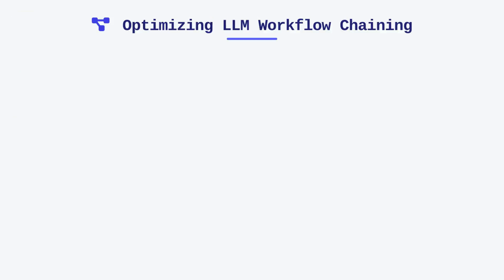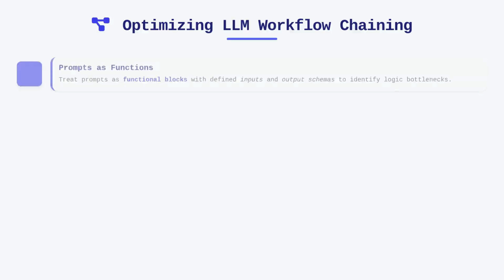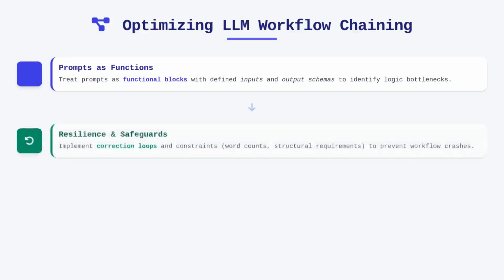Visualizing the workflow as a graph helps developers identify potential bottlenecks where the model might deviate from the intended logic. Think of your prompts not as static text, but as functions with clear inputs and expected schemas for their outputs. When mapping these, consider what happens when a step fails. Does the process crash? Or does it trigger a correction loop that attempts to reprocess the problematic data?